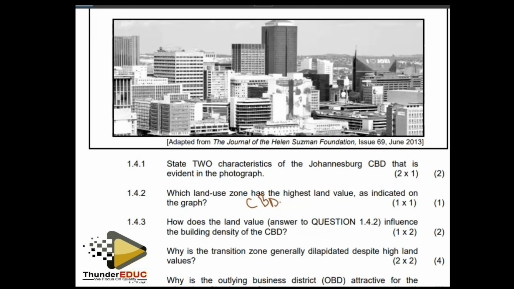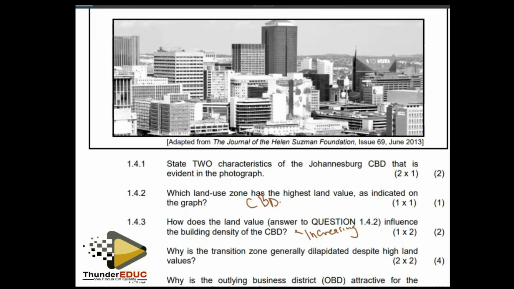Obviously, the CBD, when you look at it, has a lot of buildings. So if it has a lot of buildings, what is happening? As the land value increases, the building density also increases. Okay, so as the land value increases, the building density increases. I'm trying to mean that if the land value in the CBD is high, everyone would want to go to the CBD because it will attract a lot of investments. Everyone would want to go there. The buildings are going to increase and all that. That is what it means.